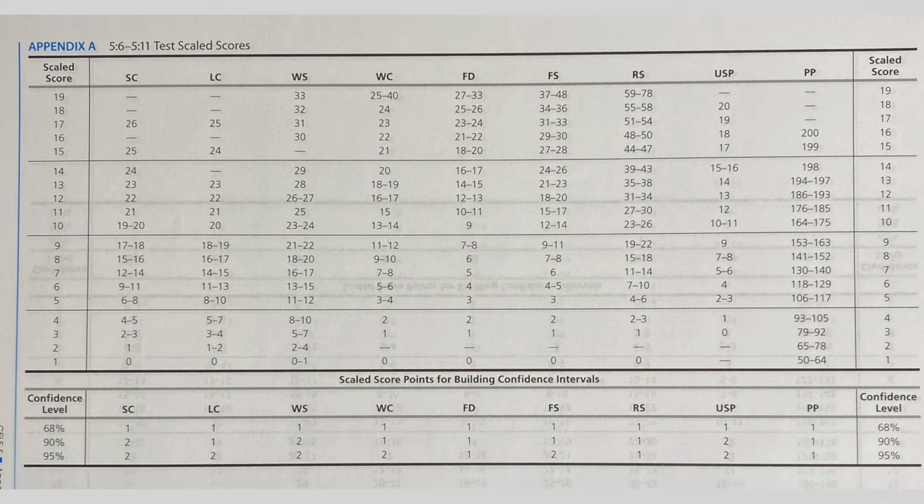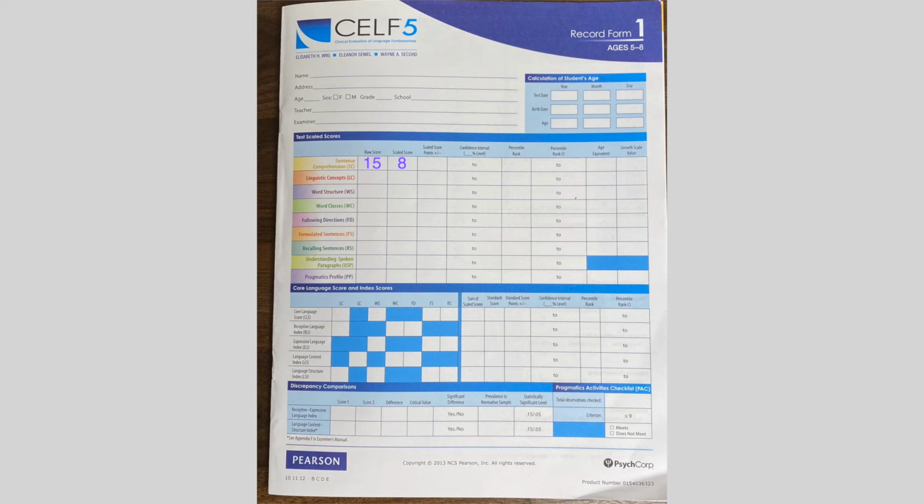So let's say I want to find the scaled score for sentence comprehension. I'm going to find the abbreviation SC for sentence comprehension. I'm going to go all the way down to find my kid's raw score. Let's say he got a score of 15. So I'm going to go from 15 over to the scaled score and reveal that he got a scaled score of 8. So that's when you're going to go back to page number 1 of that record score and put the scaled score right next to his raw score.